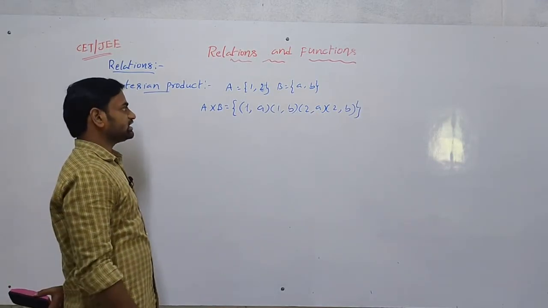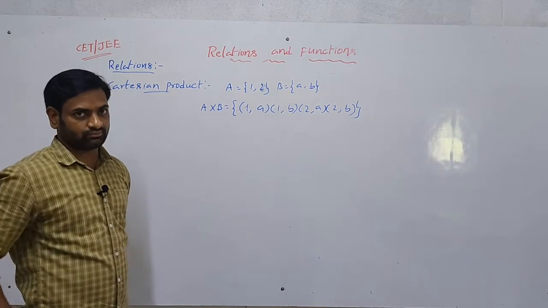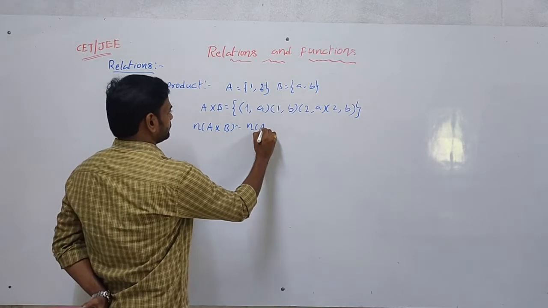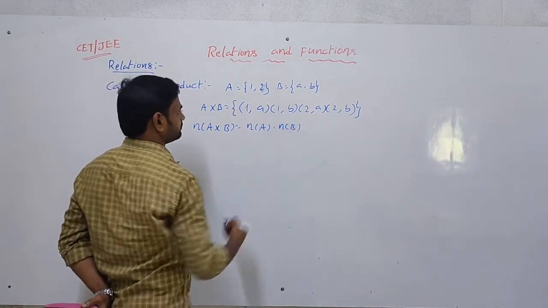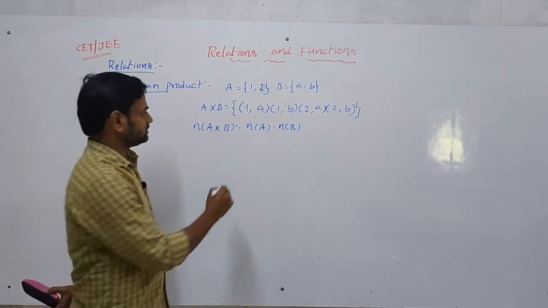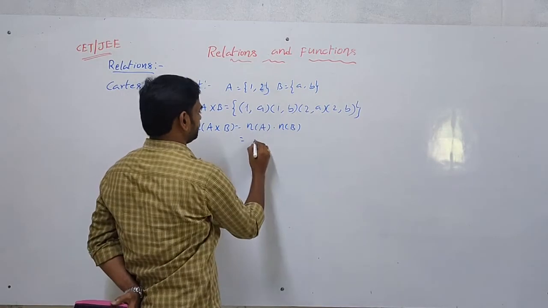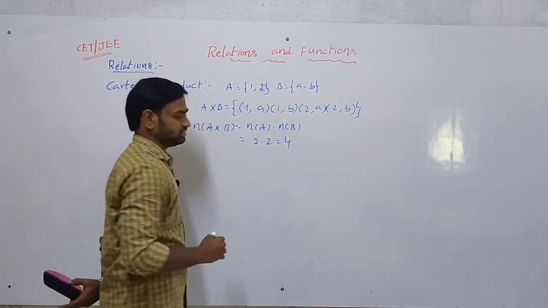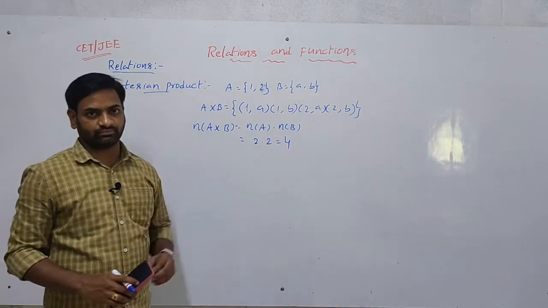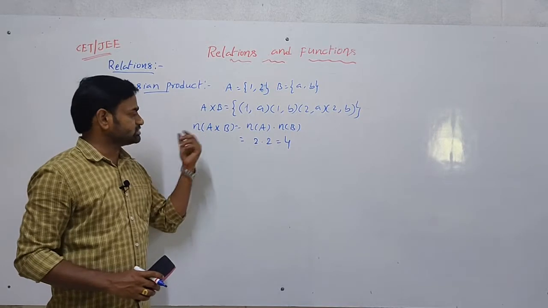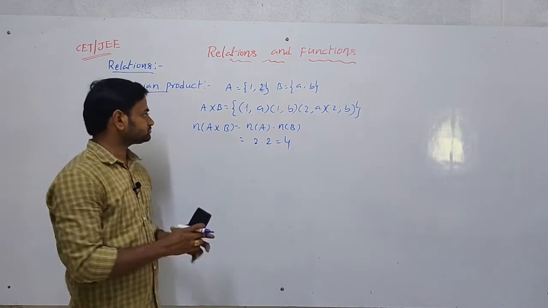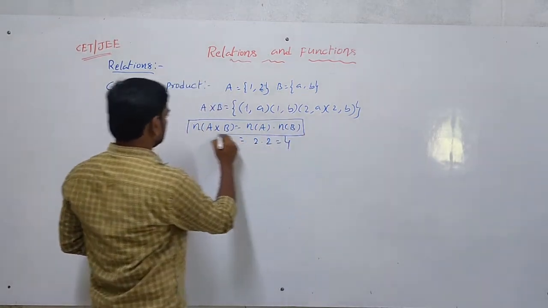Now in A cross B, how many elements do we have? That is n of A cross B is equal to n of A into n of B, the number of elements in A into the number of elements in B. These are 2, these are 2. 2 into 2 equals 4 elements. In A cross B there are 4 elements. So what is the formula? The number of elements in A cross B is n of A into n of B.